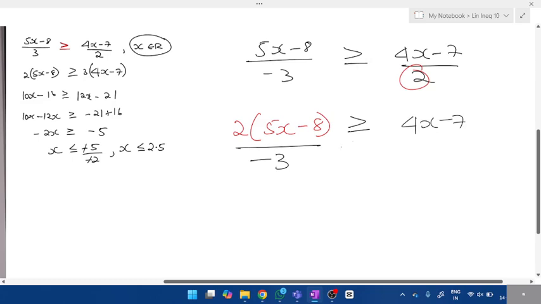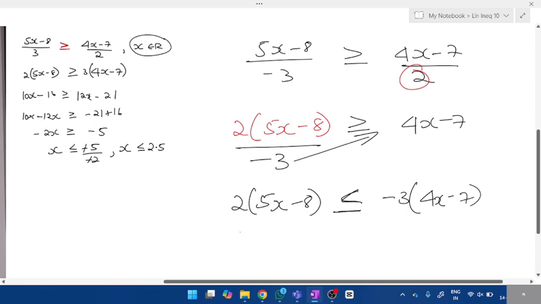Now, which number do you multiply on the other side? Minus 3. So if you are sending minus 3, then what will happen to the sign, students? Greater than equal to will become less than equal to. Minus 3 into 4x minus 7. You'll get 10x minus 16 less than equal to minus 3 into 4x, which is minus 12x. Then minus into minus is plus 21. Look at the difference.